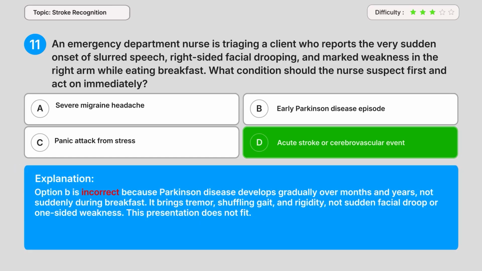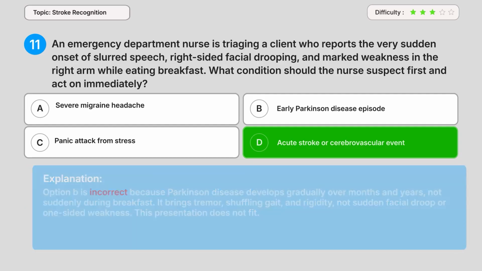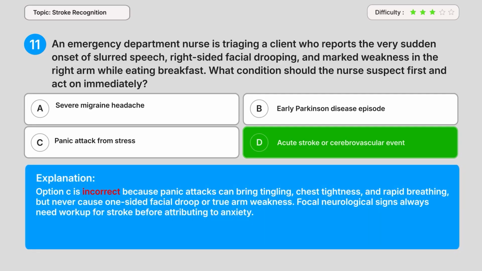Option B is incorrect because Parkinson's disease develops gradually over months and years, not suddenly during breakfast. It brings tremor, shuffling gait and rigidity, not sudden facial droop or one-sided weakness. This presentation does not fit. Option C is incorrect because panic attacks can bring tingling, chest tightness and rapid breathing, but never cause one-sided facial droop or true arm weakness. Focal neurological signs always need workup for stroke before attributing to anxiety.